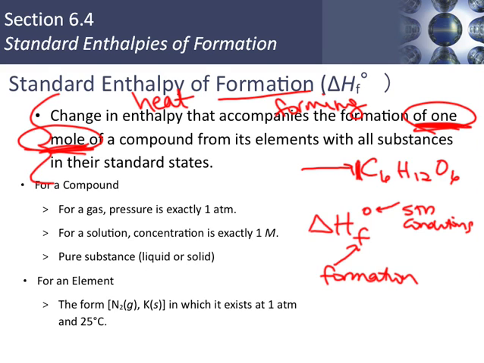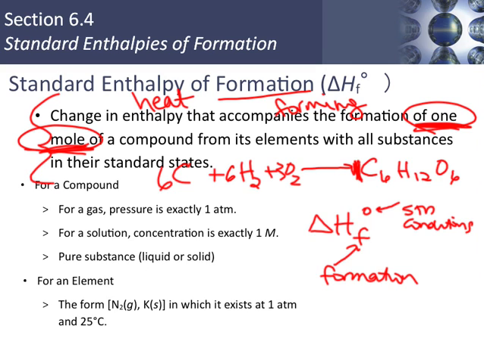So what elements form glucose? Carbon and hydrogen and oxygen. So since I'm forming only 1 mole, I have to keep a 1 there. And so I put a 6 here, a 6 here, and a 3 there.